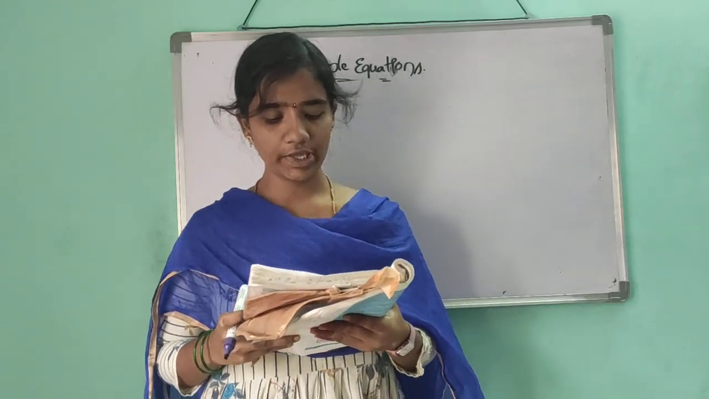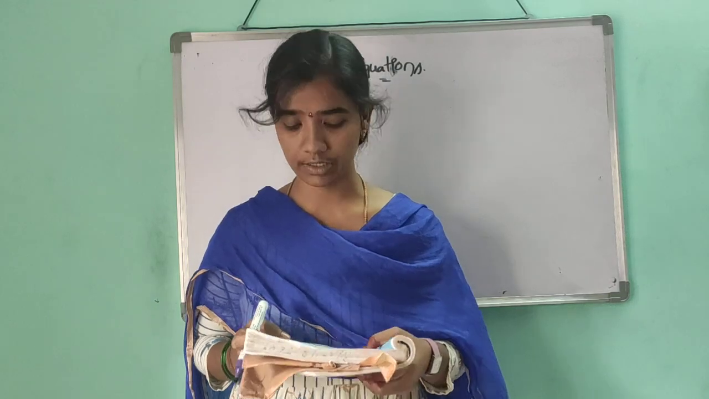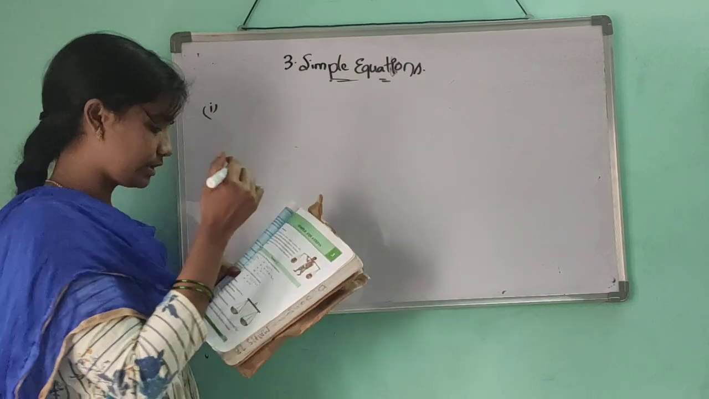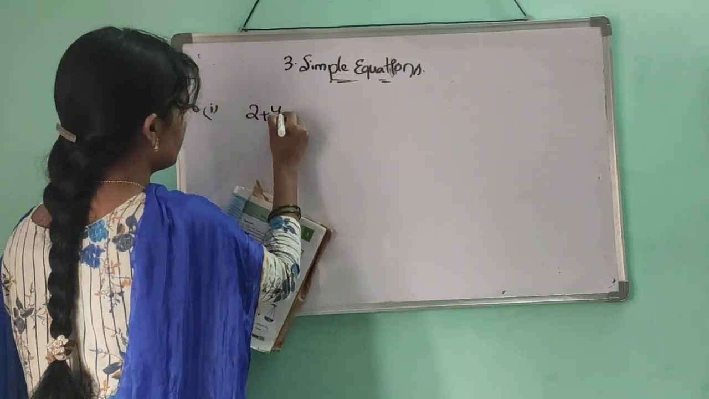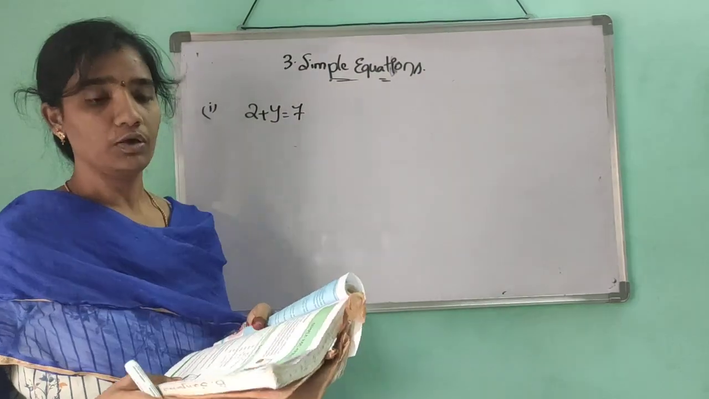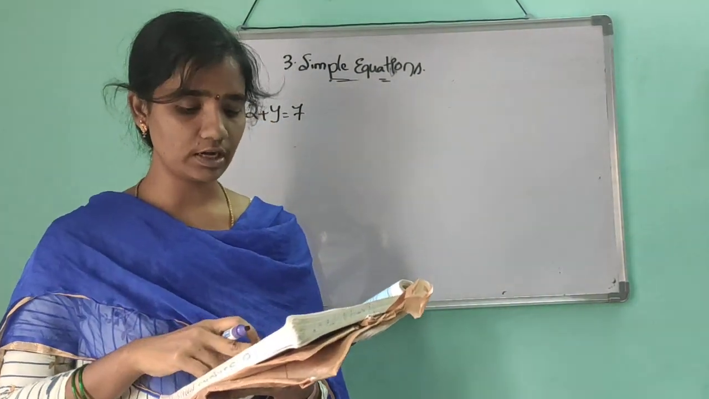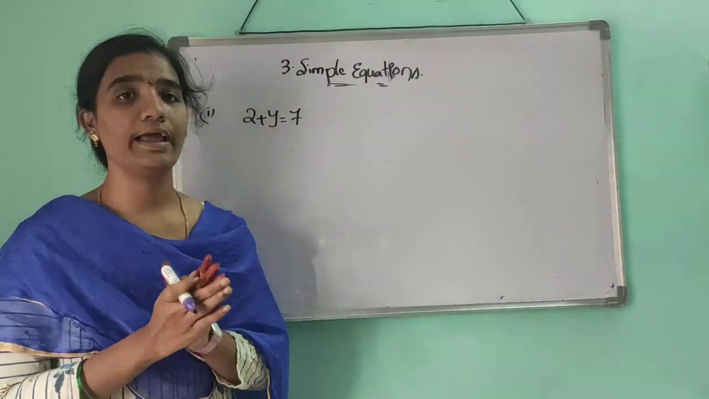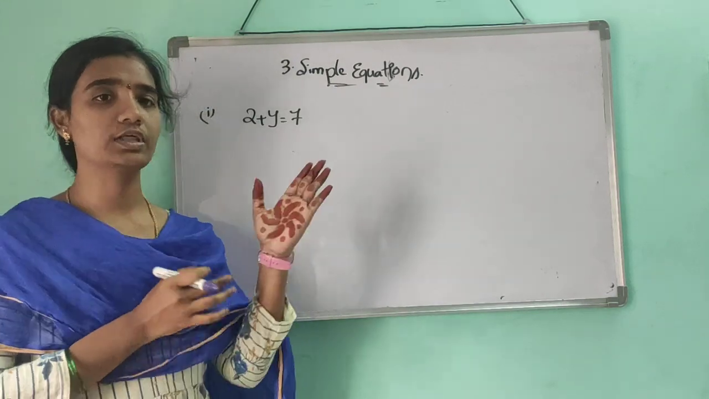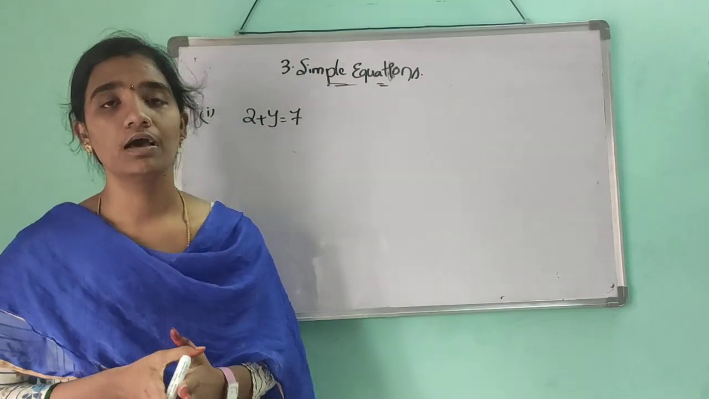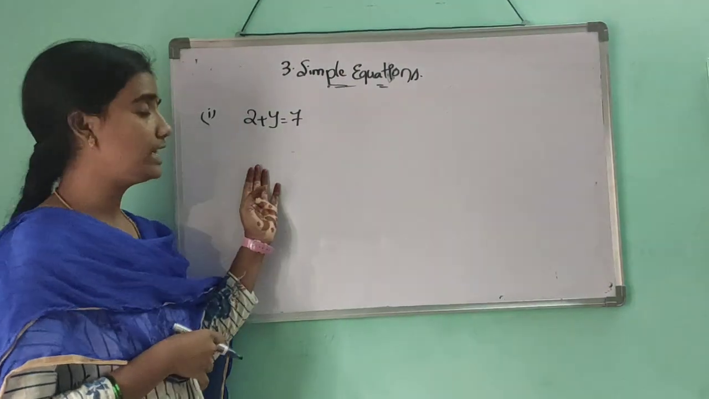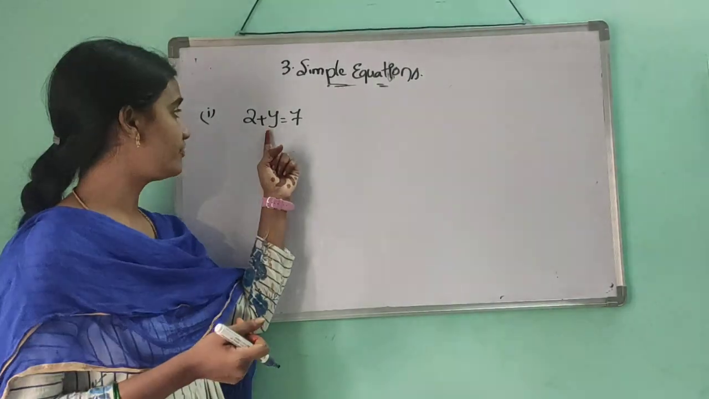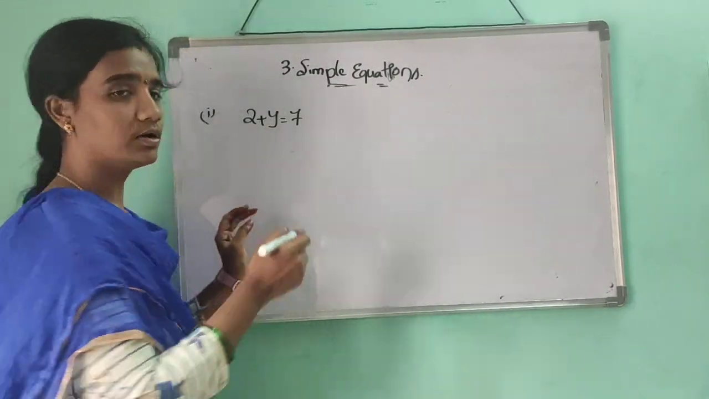Question 1: solve the following equations by the trial and error method. In this, there are 4 parts. By using these sums, we have to use this method. We have to find the solution using the trial and error method. Let's see. By the trial and error method, we substitute values for the variable and check whether LHS is equal to RHS or not. In this given sum, the variable is y.